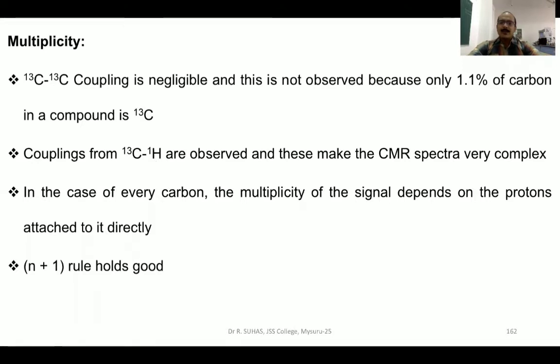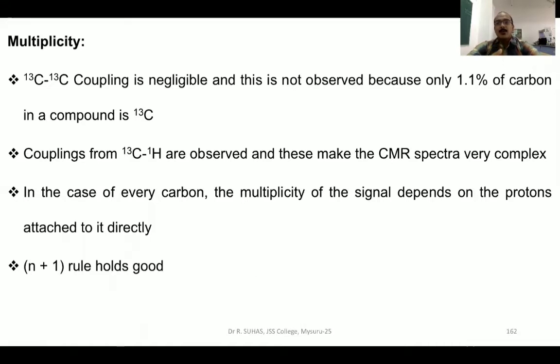So here, when C13 is not coupling with C13, there is coupling between C13 and 1H that results in a complicated spectrum. The multiplicity of the signal depends on the protons directly attached to the carbon. For example, if one hydrogen is attached, then by the n+1 rule, 1 + 1 is 2, so that carbon will give a doublet. Similarly, if the carbon has 2 hydrogens, 2 + 1 is 3, so that carbon will show a triplet. So it complicates the spectra. Here the n+1 rule holds good as with the proton.